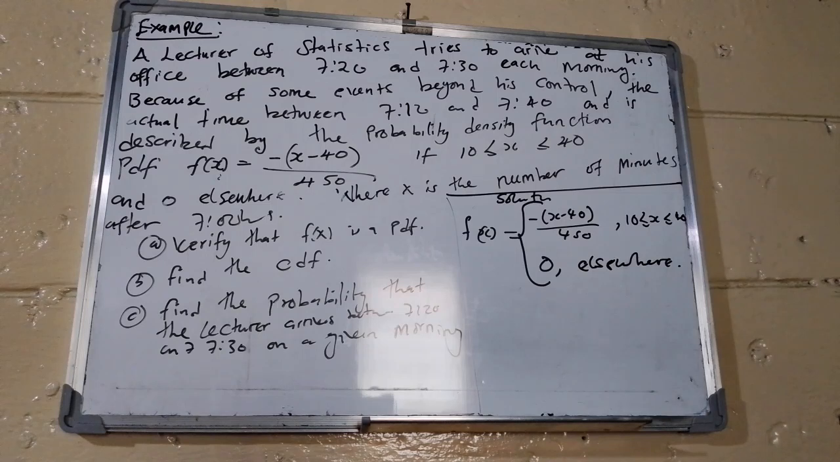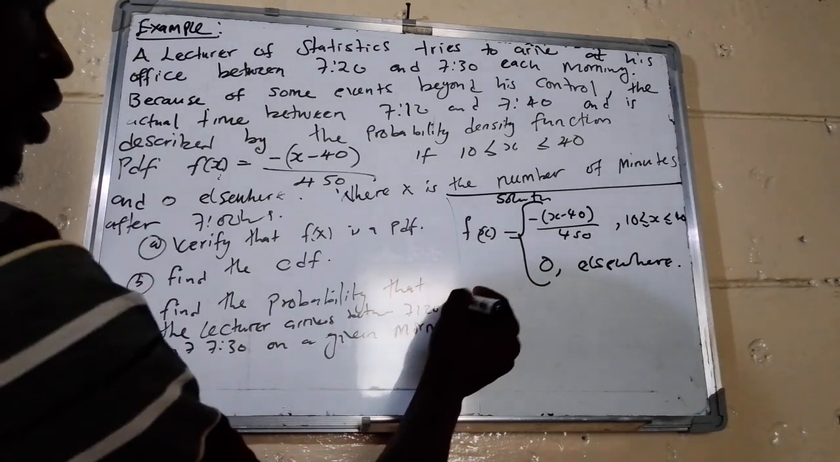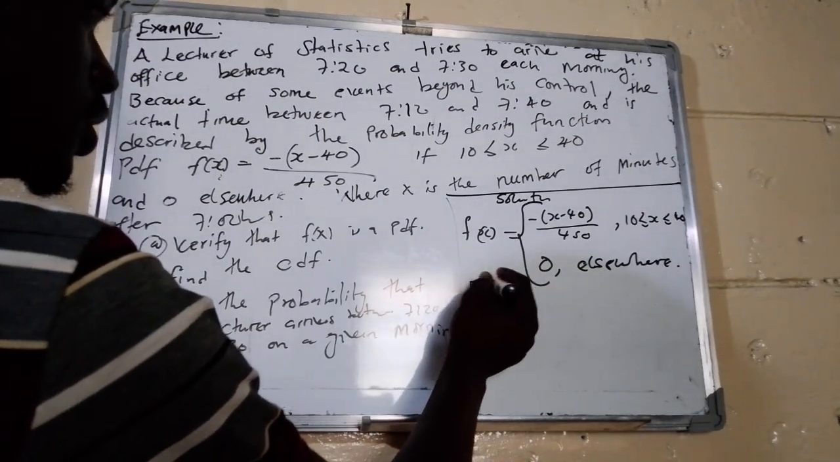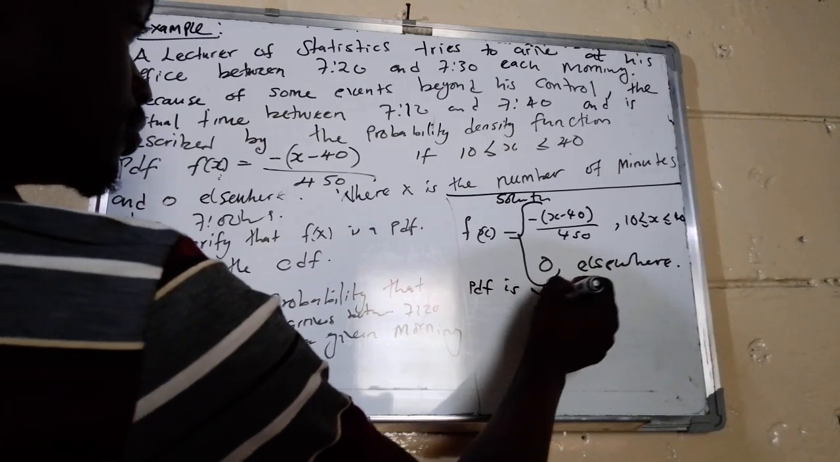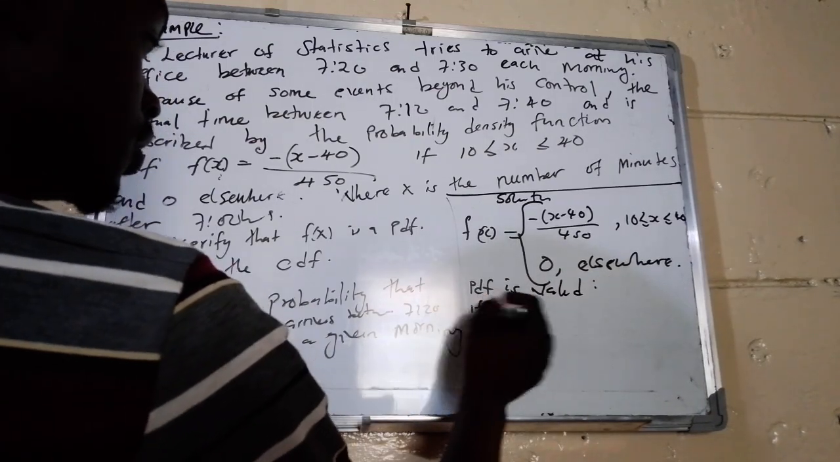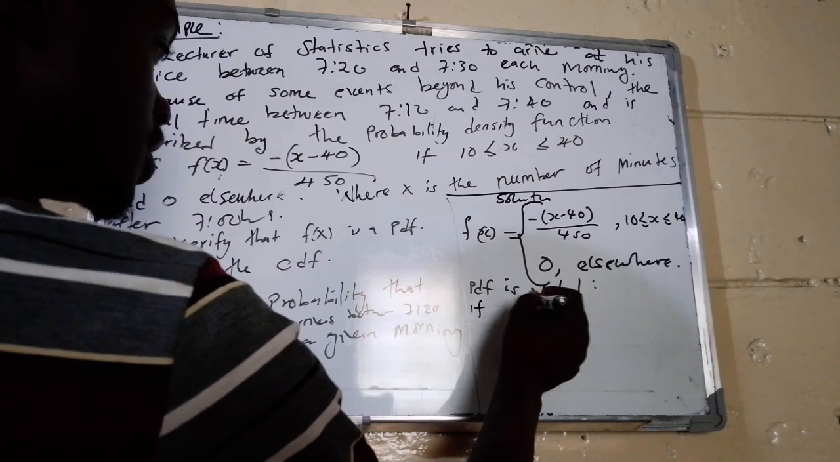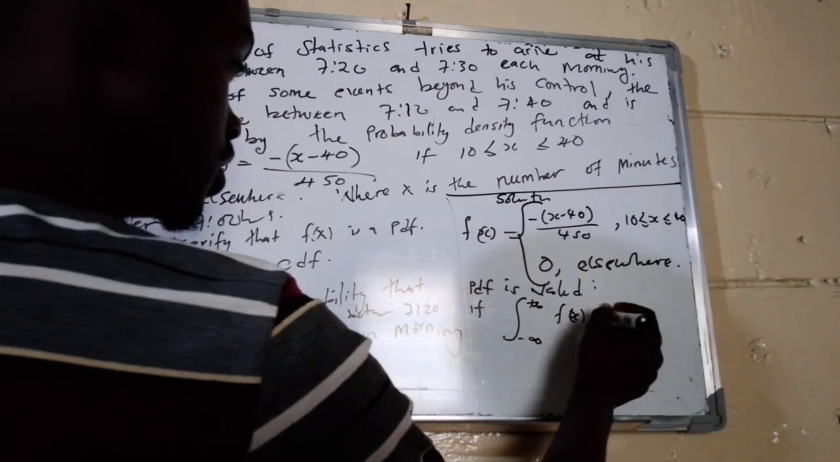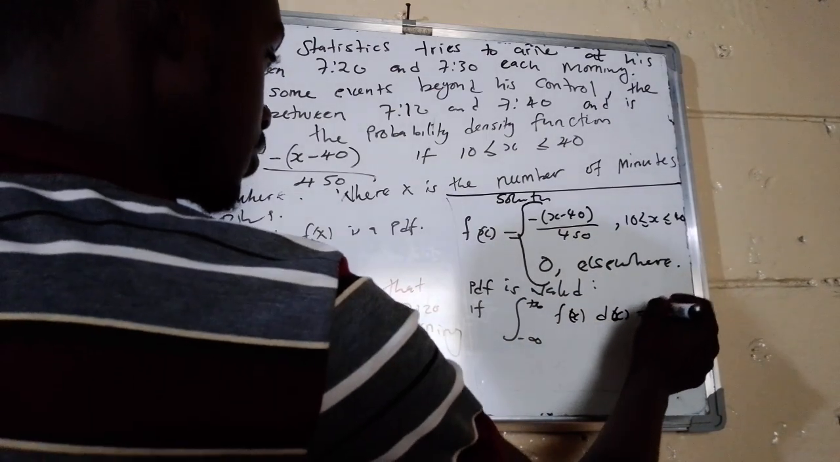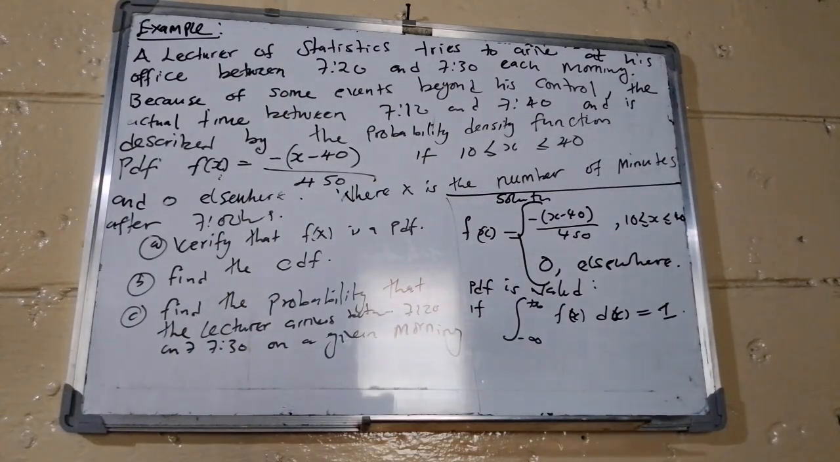So now, what is the next question saying? The second question is simply saying verify that f of x is a valid PDF. I'm just talking about a valid PDF. A PDF is valid if and only if the integral from negative infinity to positive infinity of f of x dx is equal to what? A 1. Then you can conclude that the PDF is valid.